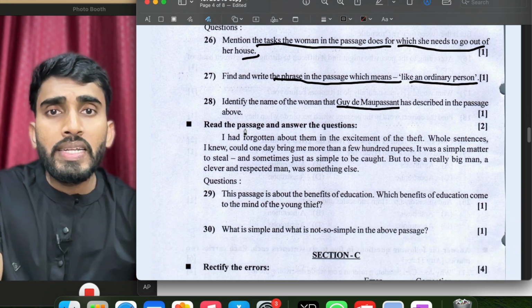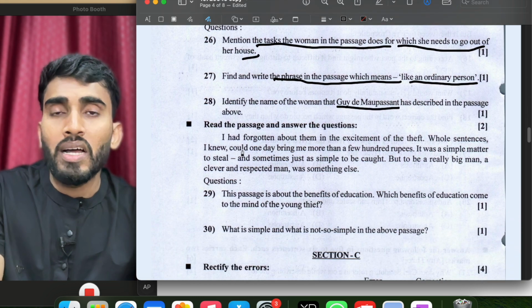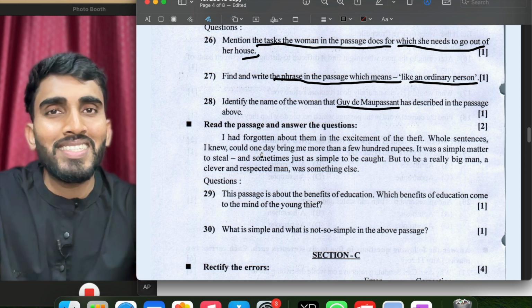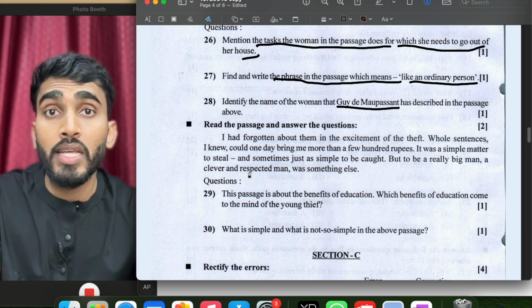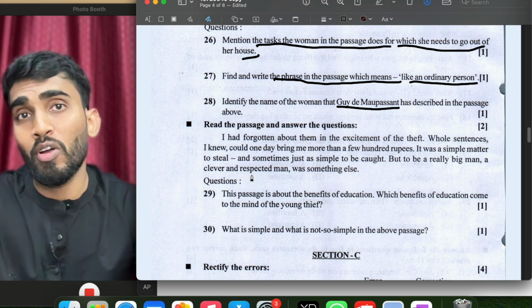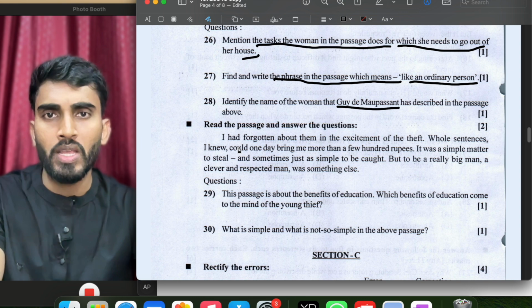Then read the passage and answer the question. Again, you will be given comprehension. Just read, find out the answer, and write down. 3 marks here and 2 marks here. Again, this paragraph is going to be from any unit of your First Flight book.